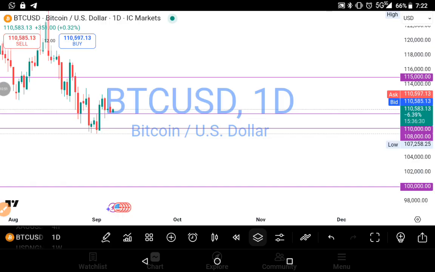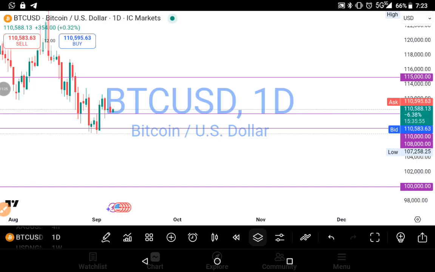So I'm interested in the level 110,000 and 108,000. If the level 110,000 happens to be a support to the price, then we should see 115. But if the level 110,000 becomes a resistance to the price, we should be able to see 108 again. The level 108 and 107 has been traded into, but the market just tips its hand into it and will run away from there.